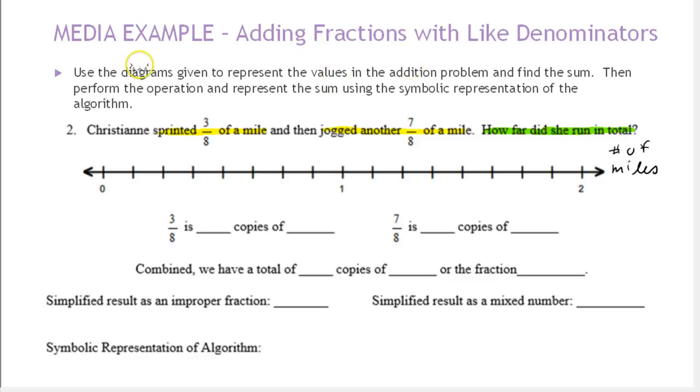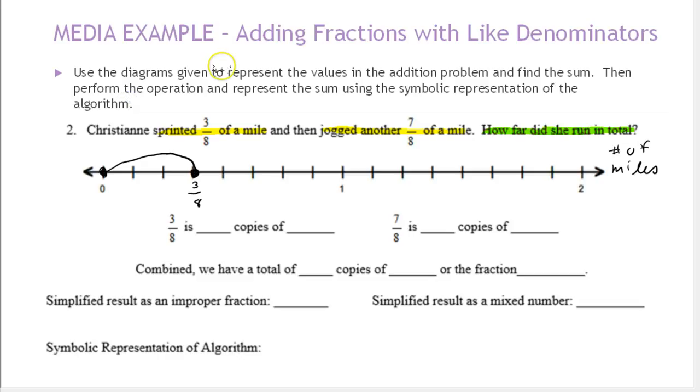Well, let's start with 3/8. Notice that I had the number line pre-partitioned into 8 equal pieces for the unit. The unit is 1 mile, and this is 8 equal pieces, which you could count if you feel like it. First she sprinted 3/8, so we have 1/8, 2/8, 3/8. So 3/8 is right here. She started at 0 miles, and then she sprinted 3/8.